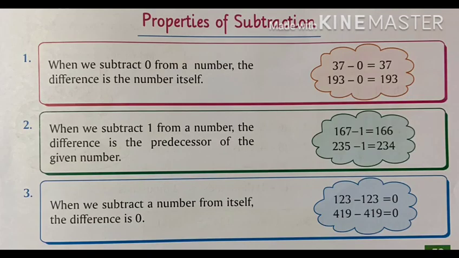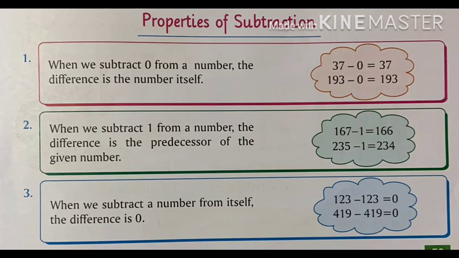The first property of subtraction says that if we subtract a 0 from any number, the difference is the number itself. Which means if we subtract 0 from 37, the answer will be 37. Another example, if we subtract 0 from say 193, the difference will be 193, the number itself. So remember that when we subtract 0 from any number, the difference is the number itself.